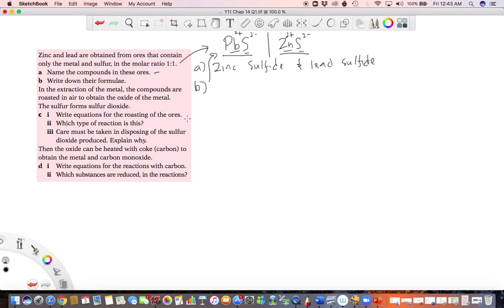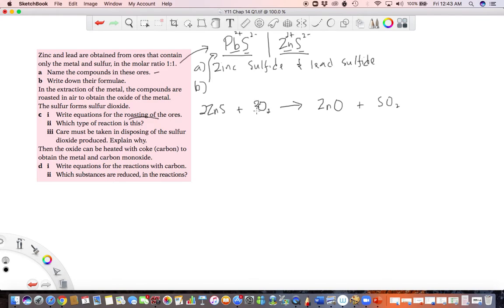Write the equation for the roasting of the ore. If you remember, roasting of the ore happens before we proceed with the blast furnace, which means we take the sulfides and we convert them into oxides. So how do we do that? We react them with oxygen. So zinc sulfide reacts with oxygen to give us zinc oxide, and we get sulfur dioxide gas. And then try to balance it.